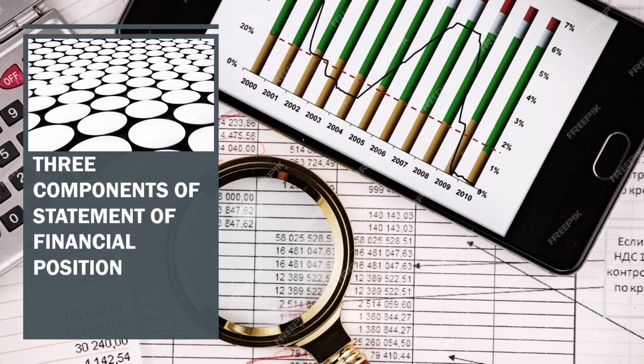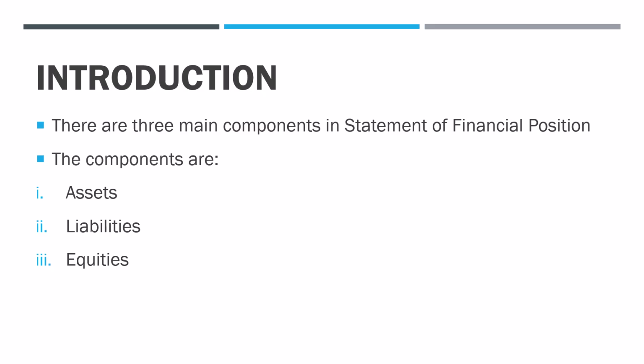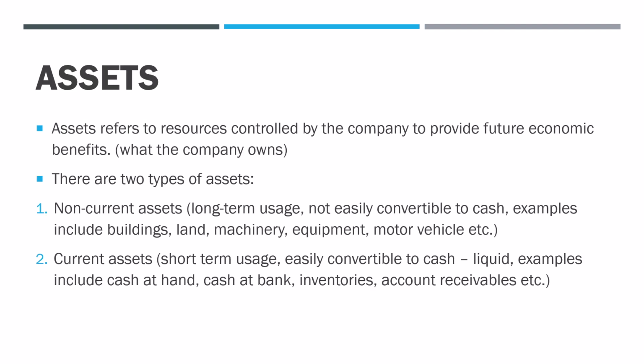Today we are going to look at the three main components of the statement of financial position. These components include assets, liabilities, and equities. Now, let's start with the first one, assets. Now, what are assets?